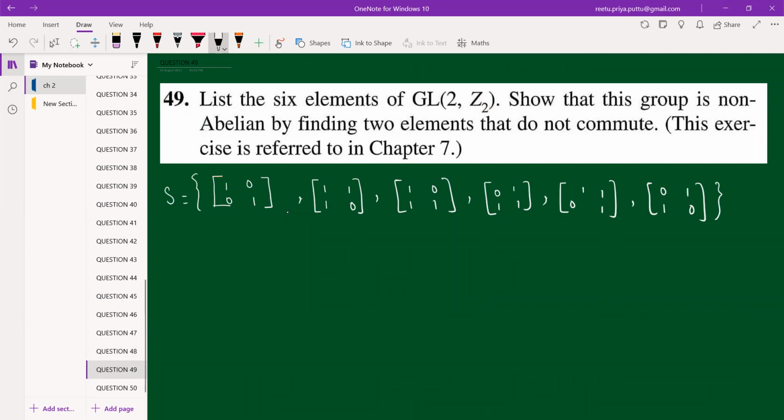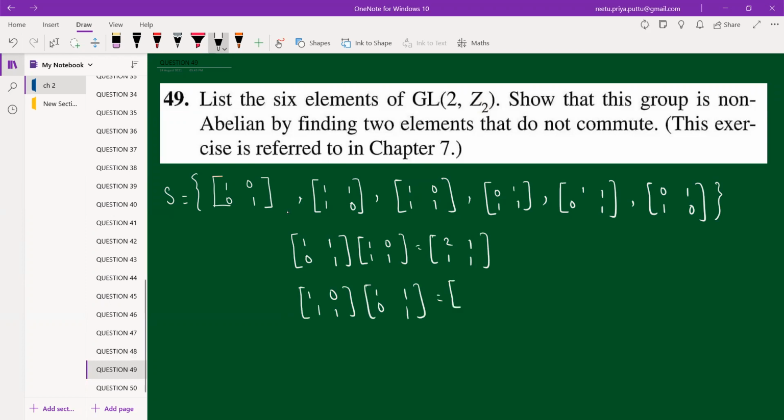Now we have to show that this group is non-abelian by finding 2 elements. If we find 2 elements, suppose I take the first element as [1 1; 0 1], and the second element as [1 0; 1 1]. Then you will see the product as [2 1; 1 1].